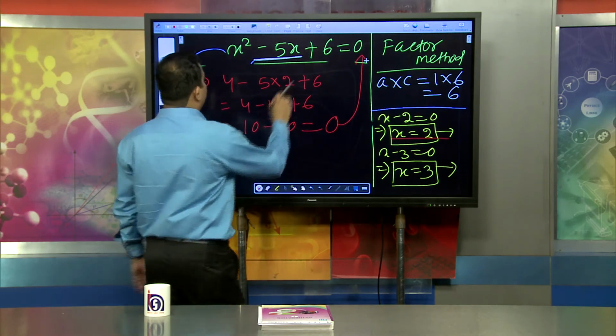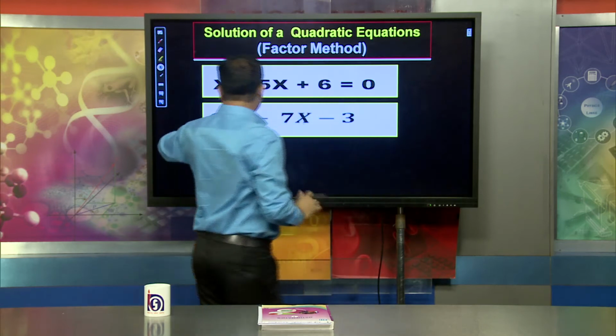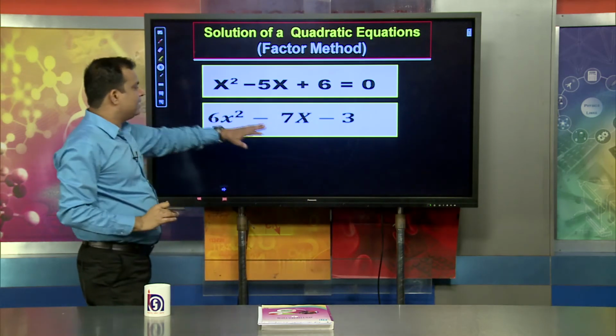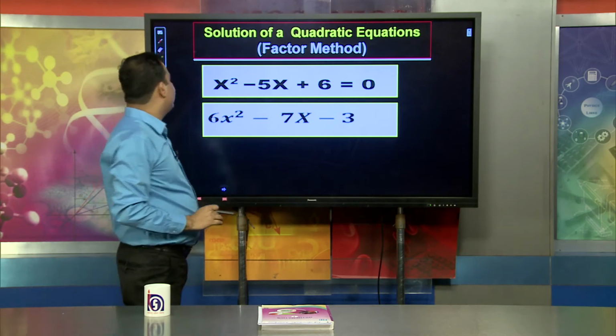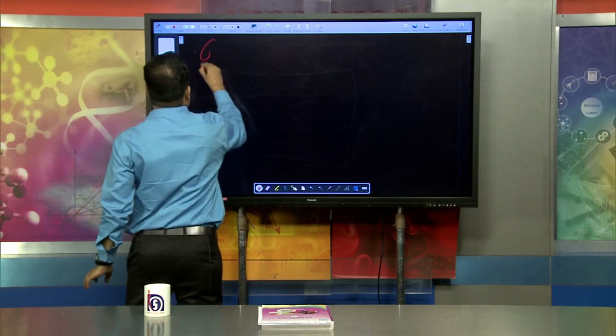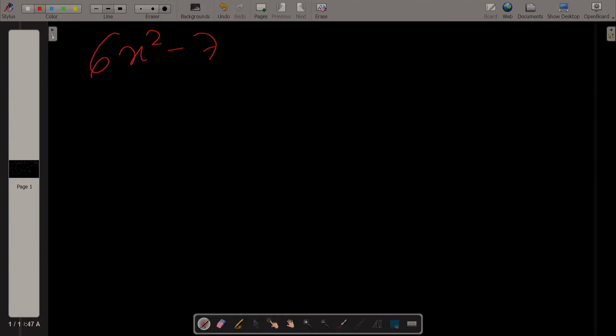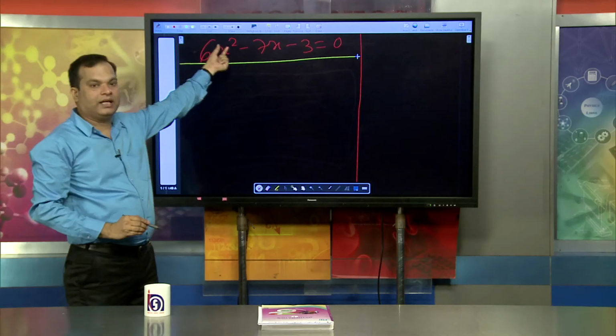Dear learners, suppose I would like to take another problem. Suppose another problem is 6x square minus 7x minus 3. The question is how we have to solve 6x square minus 7x minus 3 equal to 0. Dear learner, you just observe. Suppose this is the quadratic equation. Yes, this is the quadratic equation.